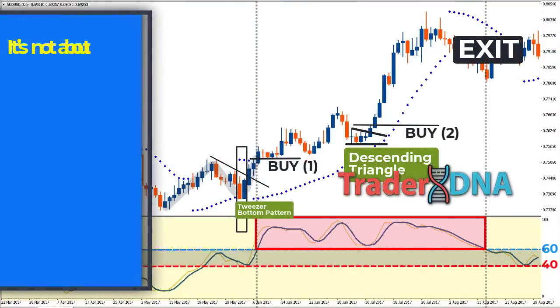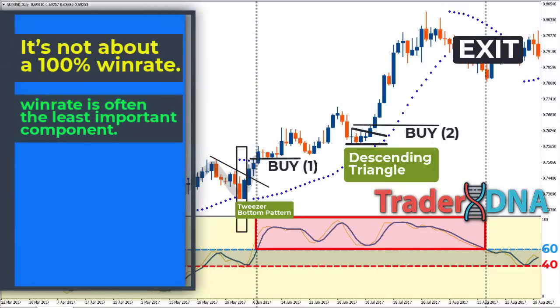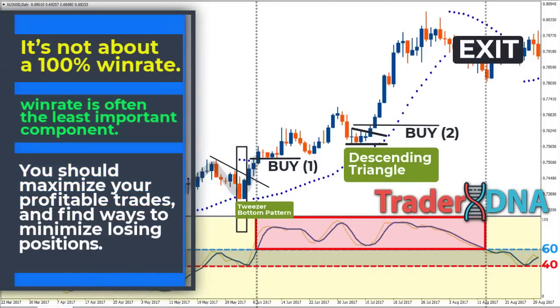It's not about a 100% win rate. When you develop an indicator-based trading system, most traders make the mistake of optimizing for win rate. However, win rate is often the least important component. Instead, a trader should maximize his profitable trades and find ways to minimize losing positions. This will tilt the reward-risk ratio in his favor and provide much more to his positive expectancy than just looking at win rate.